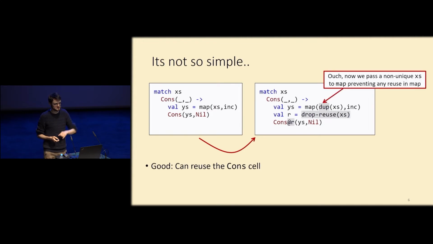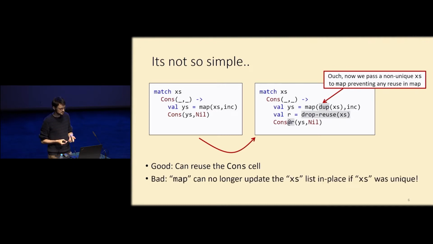So we insert this stop instruction here. And in particular, that means that the XS we pass down to map will not be unique, and no reuse can take place in this recursive call. And that means that map can no longer update the XS list in place. So we may have lost quite a lot of reuse opportunities, because map can reuse for each cell of the list, at the benefit of just having one extra reuse opportunity.